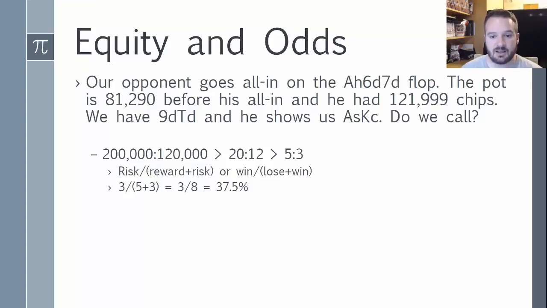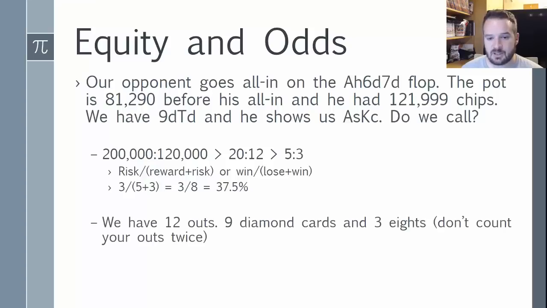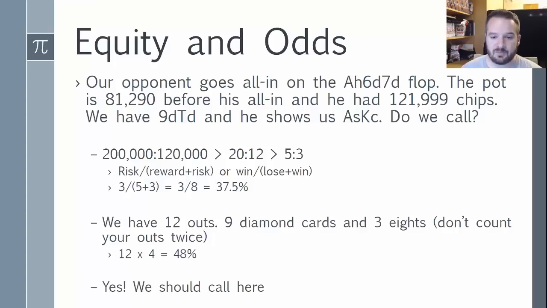So does 9 of diamonds, 10 of diamonds have that much equity? Well, let's calculate our outs and then use the rule of 4 and 2. And it'll be 4 in this case because we're on the flop. So we have 12 outs, 9 diamond cards, and then 3 8s. We want to make sure not to count our outs twice. So because one of the 8s is a diamond, we already counted it in our diamond cards. So there's only 3 remaining 8s for us to be able to count. So that's 12 outs. And when we multiply that by 4, 12 times 4 is 48%. Bam, we have a call here.